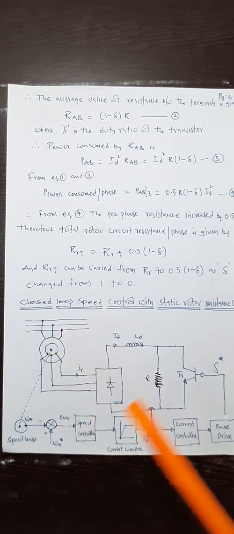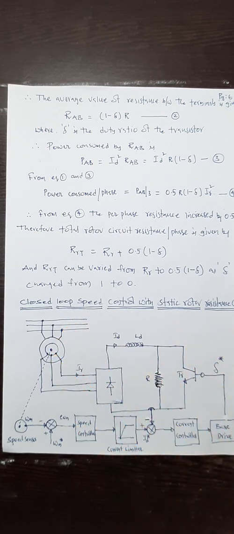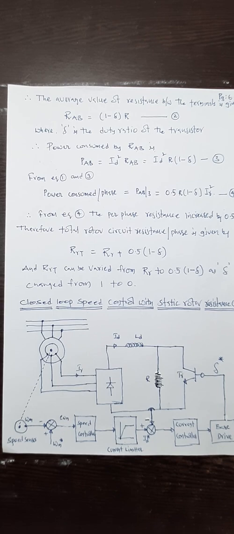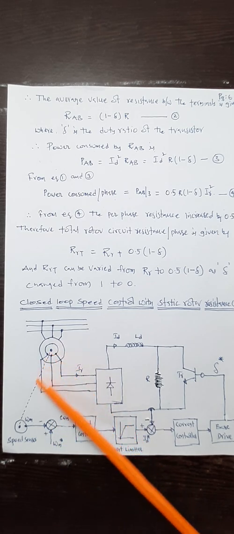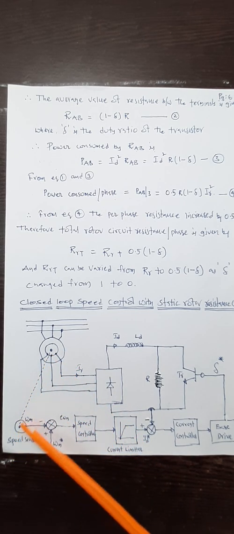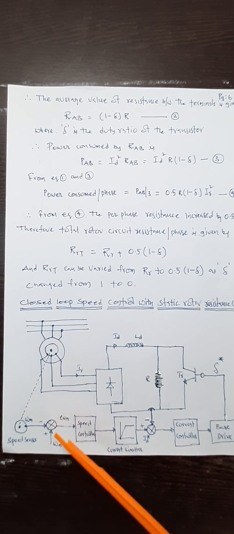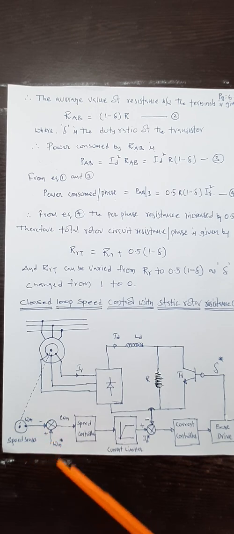Similarly, as usual here, you have to sense the speed. The reference speed is set here, that is omega m star. So omega m star is set here. The actual speed of the motor is sensed by a speed sensor. The actual speed of the motor and the reference speed are always compared with an error detector. If there is no error, both are equal, and there is no need of activating all these functions.